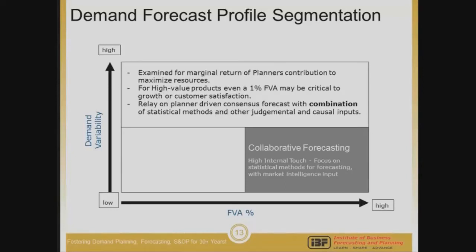But a high value item, at Tempur Sealy, we sell mattresses, and on the Tempur-Pedic side, some of our mattresses are $5,000, $7,000 mattresses. With a high value item like that, a 1% error matters. We're a make-to-stock type of business, and we have to have the stock for 48-hour delivery to a customer at the end, so it's important to get that 1 or 2% forecast value add for those types of items. So that's what I'm going to focus my planners' attention on, and really focus on maximizing growth with customer satisfaction in this area.